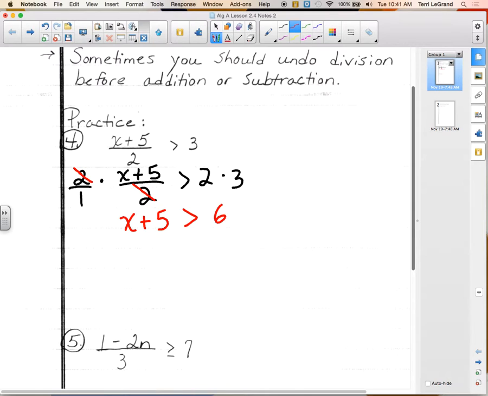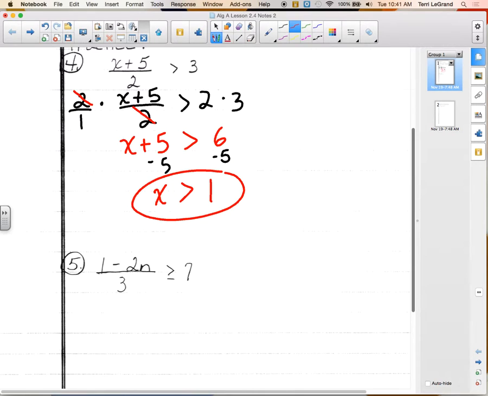Now we can get rid of that 5. What are we going to do? Subtract it. Subtract 5 from both sides. So we'll subtract 5, and we will have our solution, x is greater than 1. Here's our solution, algebraically represented. And now we'll also do the graph for it.